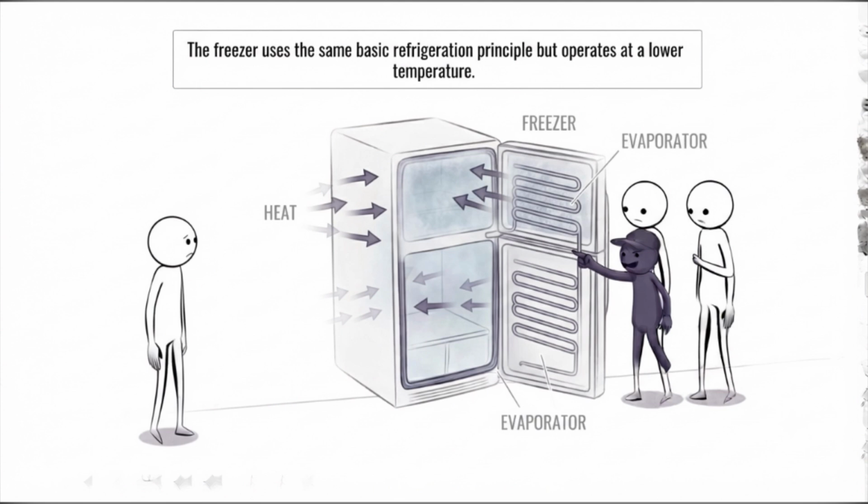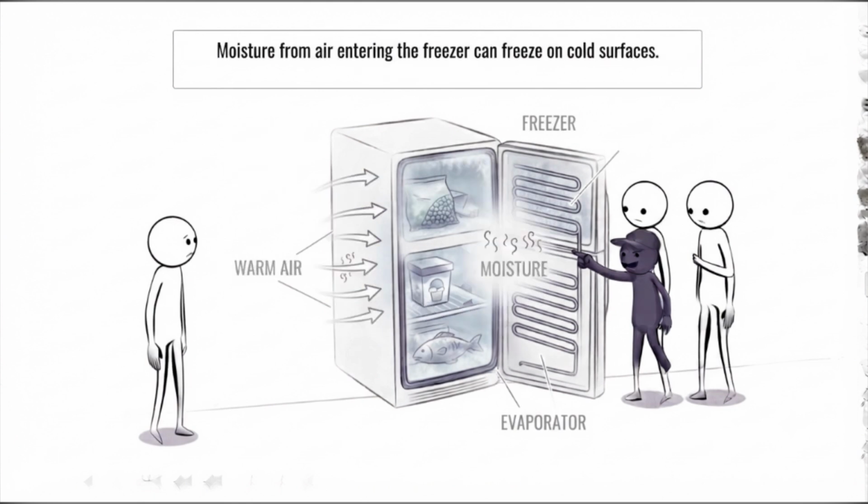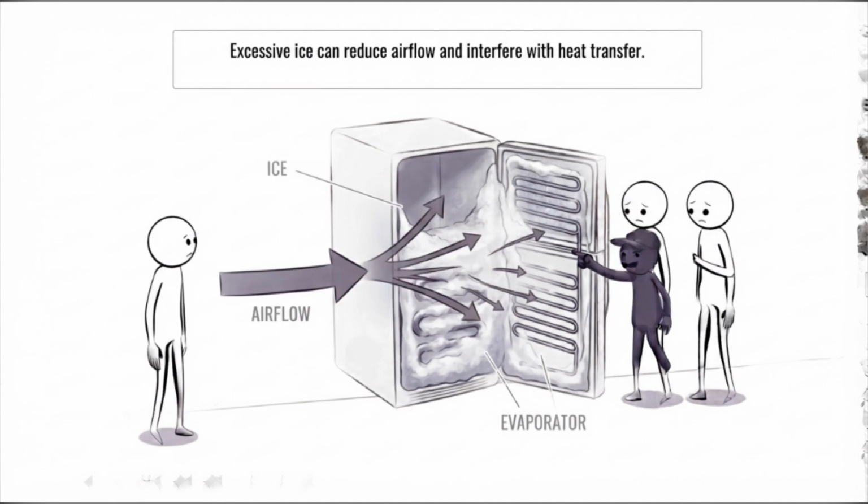The same basic process also explains the freezer. The freezer operates at a lower temperature than the refrigerator compartment. Its evaporator absorbs heat from the freezer space. The refrigerant carries that heat through the system and eventually releases it outside the appliance. This continuous removal of heat allows the freezer to remain cold enough to freeze water and store frozen food.